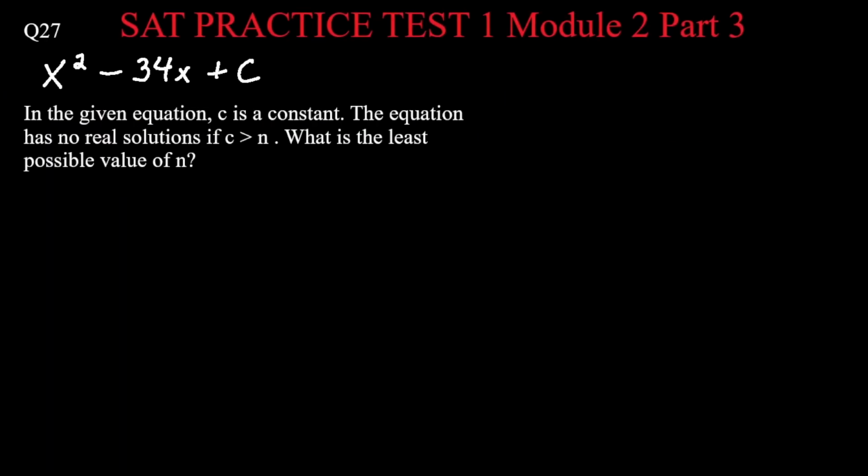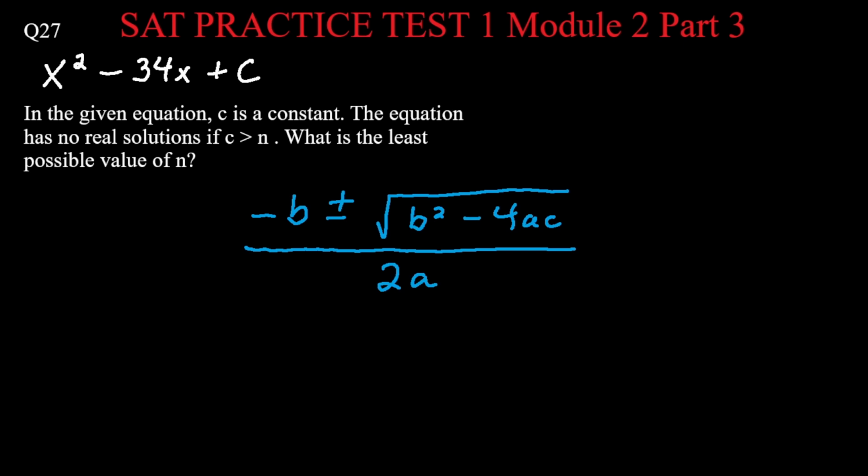In the given equation, c is a constant. The equation has no real solutions if c is greater than n. What is the least possible value of n? Well, this question is asking about the quadratic formula. The quadratic formula has variables a, b, and c, and they come from the original equation. The coefficient in front of this is a. In the second term, it's b, and then c is the unknown. So we'll list our a, b, and c off to the right.